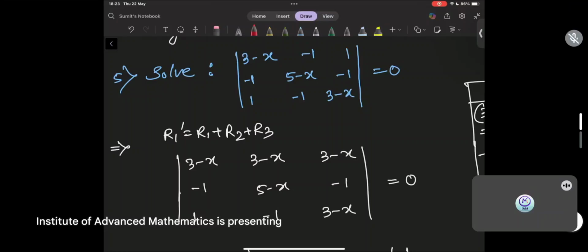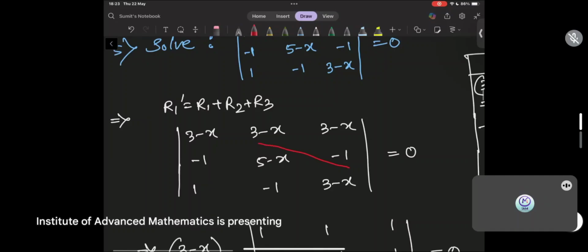What was property 4? That was to make either side of the principal diagonal 0. That means this principal diagonal, either side of the principal diagonal should be 0, okay?